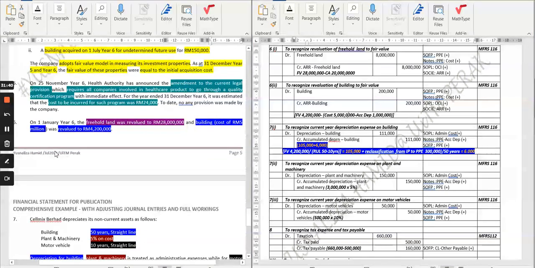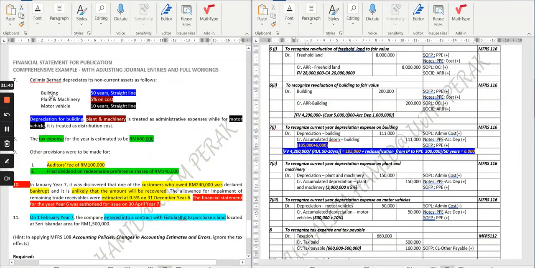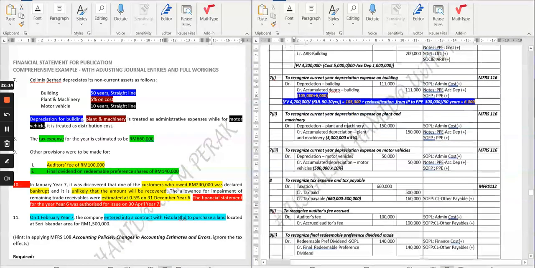Now we go to number 7, and number 7 is on depreciation. You are informed here that the building has 50 years straight line method. Plant and machinery is 5% on cost, which also means straight line method. For motor vehicle, 10 years straight line method. So they are all straight line method. Depreciation for building is treated as admin, which is also the same for plant and machinery. However, the motor vehicle is treated under distribution costs. So this is what we're going to do for number 7. Number 7, first recognize the current year depreciation on building.